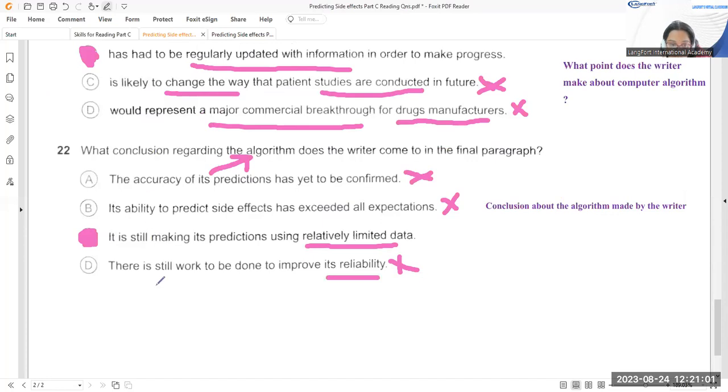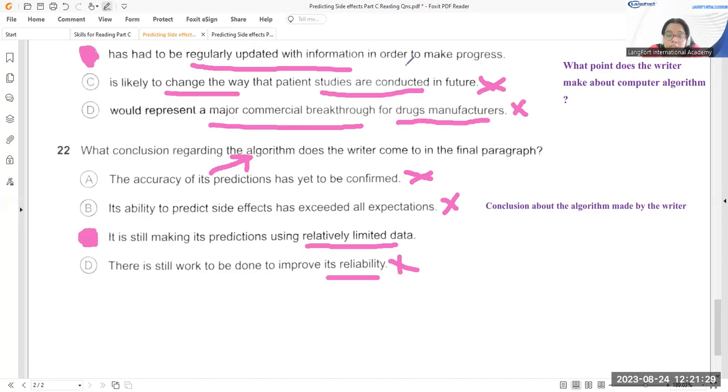But nowhere did the writer say that we still need to work to improve its reliability. If there were still work to be done, we could have chosen that option. But nobody is not trusting it. Everybody is trusting it because whatever data we provide, it is able to give us good predictions. So it's trustworthy, and that's why the writer says the scientists can use it. No problem using it because it's trustworthy.